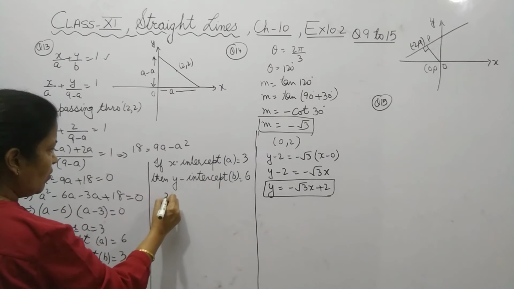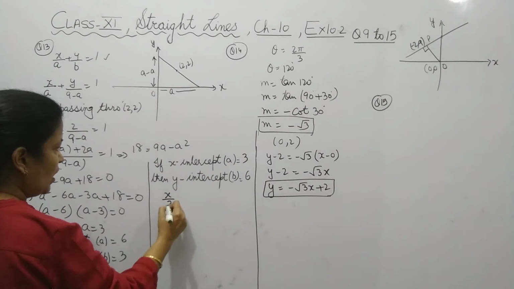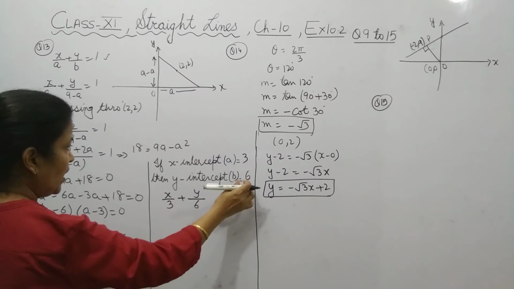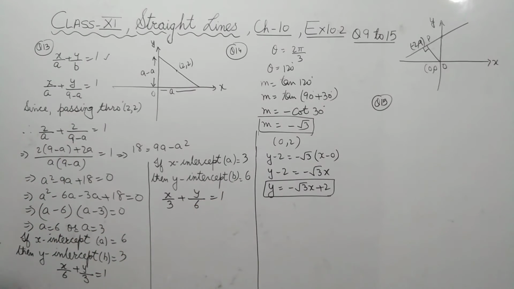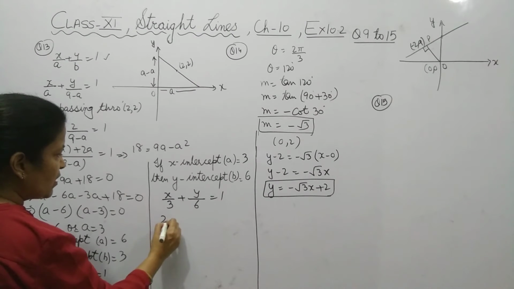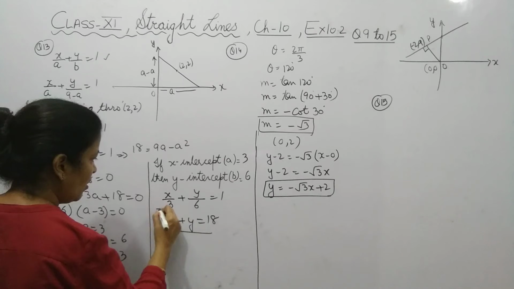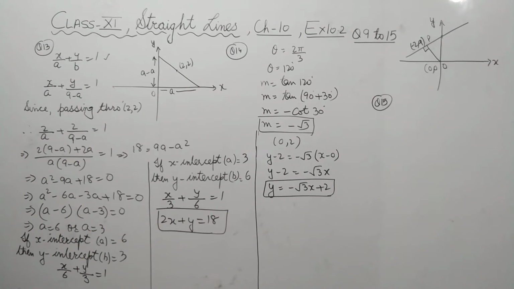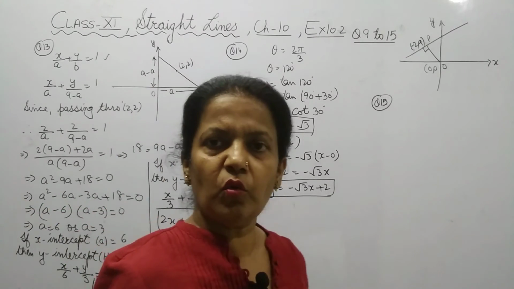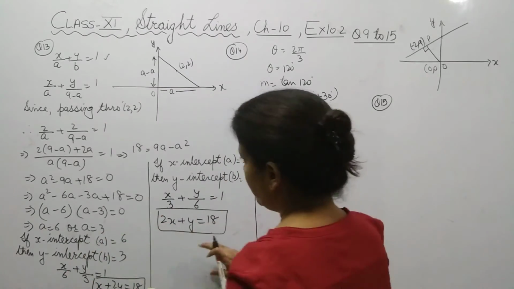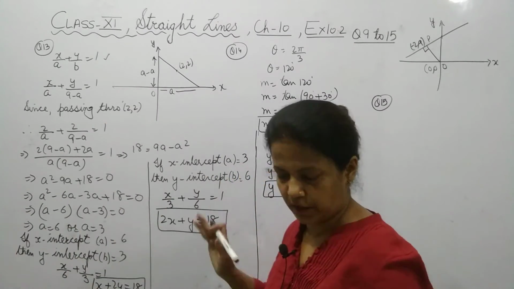And in this case, you will get x upon 3 plus y upon 6 equal 1. Again you will solve it. So it will come as 2x plus y equal 18. So this is one equation of the line. And from the other case you will get x plus 2y equal 18. So these are the two equations of the line with both the cases.